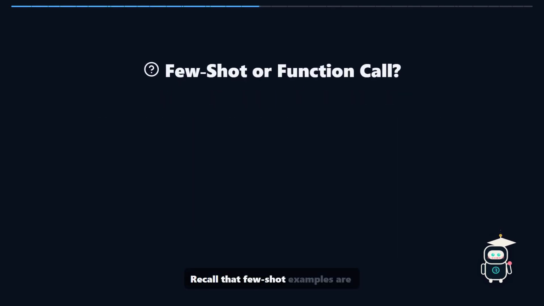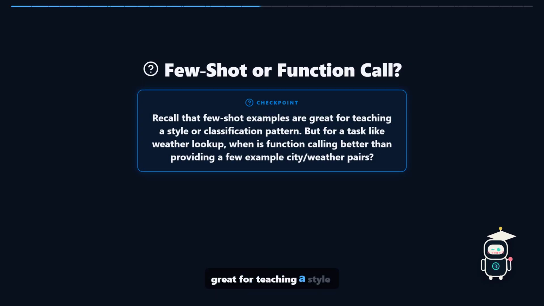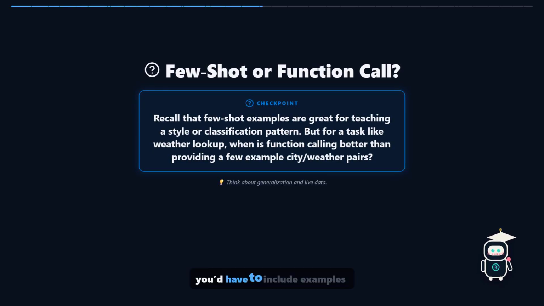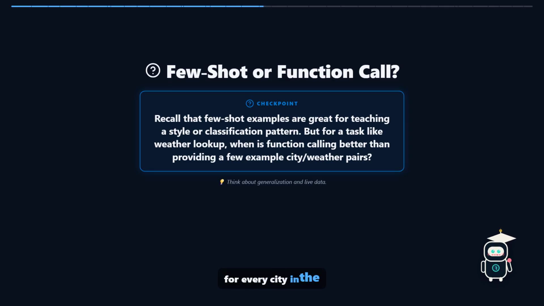Recall that few-shot examples are great for teaching a style or classification pattern. But for a task like weather lookup, you'd have to include examples for every city in the world. Impossible.